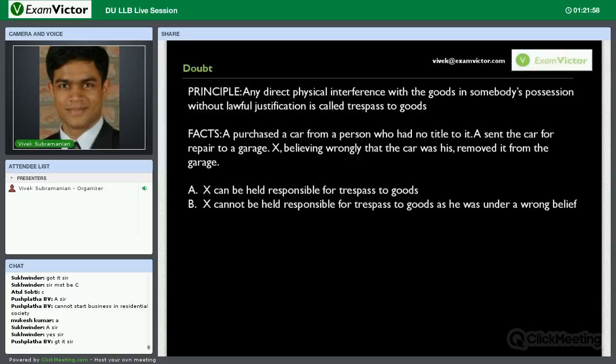Principle: any direct physical interference with the goods in somebody's possession without lawful justification is called trespass to goods. So direct physical interference with the goods in somebody's possession, that is what is required. Facts of the case are: A purchased a car from a person who had no title to it. A sent the car for repair to a garage. X, believing wrongly that the car was his, removed it from the garage.